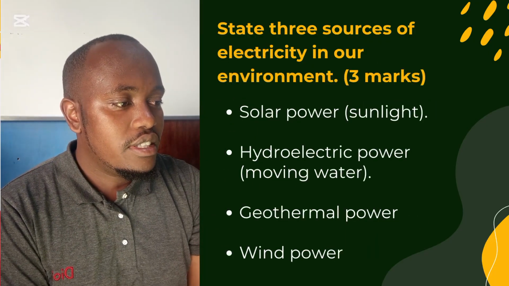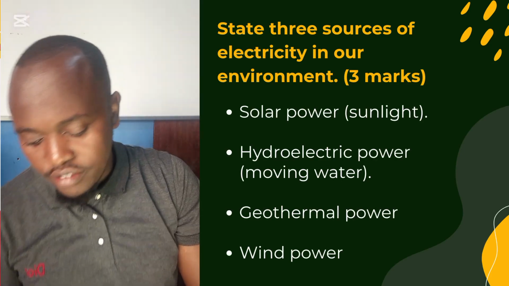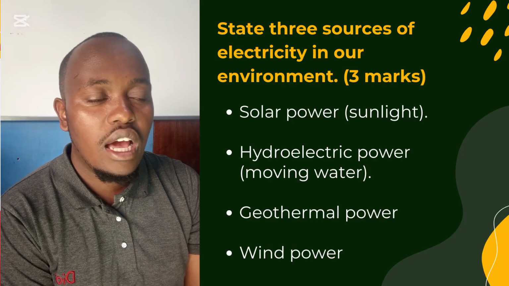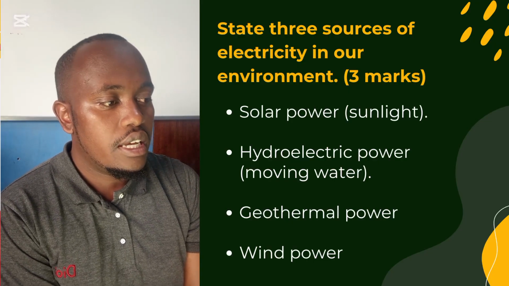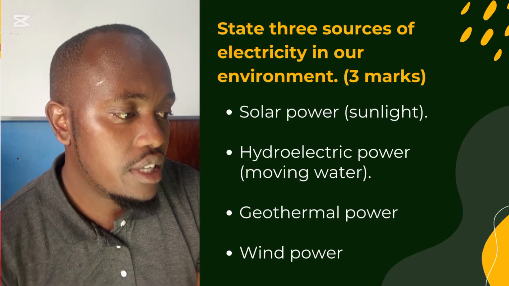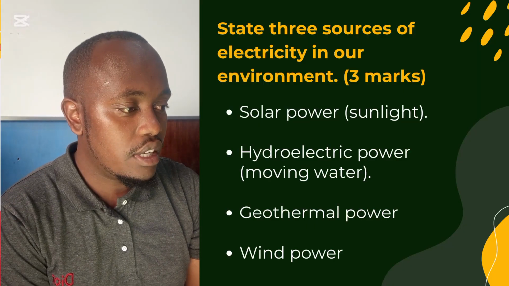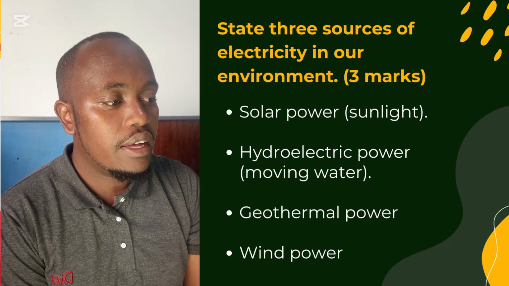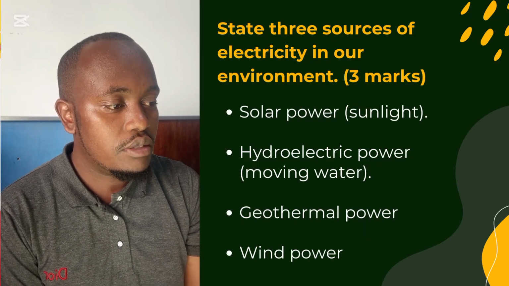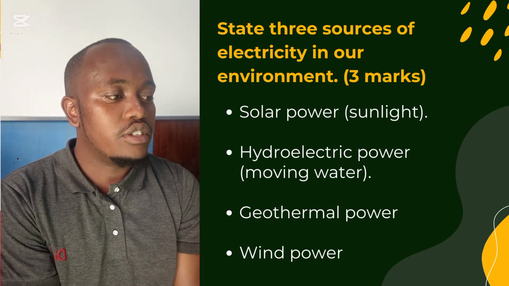The next question, state 3 sources of electricity in our environment. One source of electricity is solar power. The sun is a source of electricity. Solar power in form of sunlight is tapped through solar panels, and we have solar power. The other one is hydroelectric power.